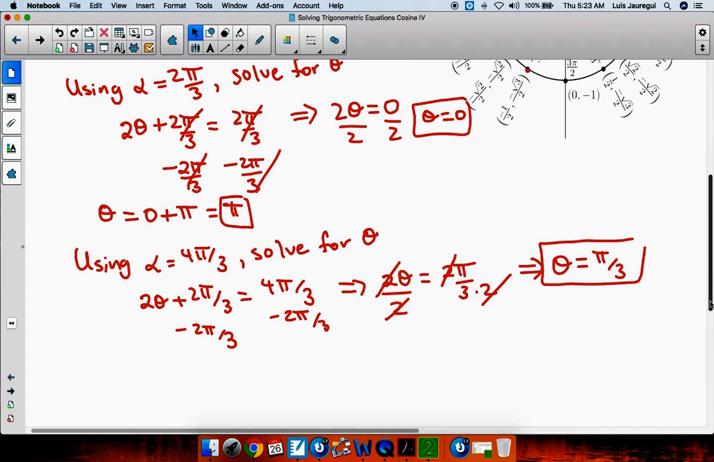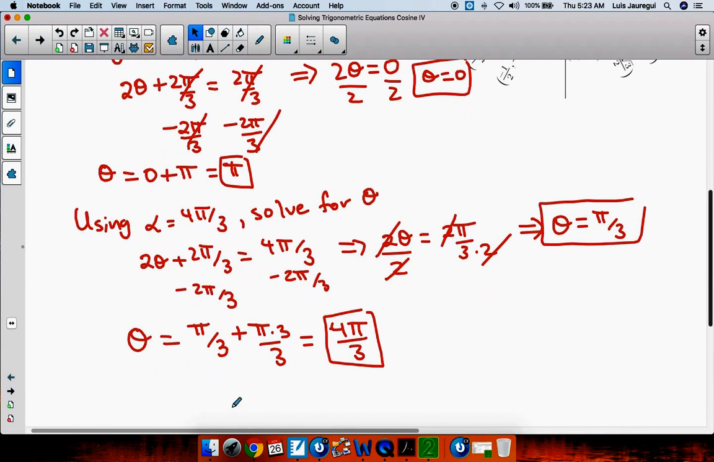Now to figure out the other solution, we take theta to be pi over 3 plus the period of the function, which we said was pi. Let's multiply this pi by 3 over 3 to get the common denominator. And we get 1 pi plus 3 pi becomes 4 pi, all of it over 3. So that's our next solution. Combining all the solutions, we can say that theta is equal to 0, pi, pi over 3, and 4 pi over 3. And those are the solutions to our original equation.